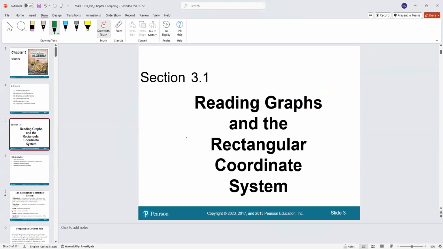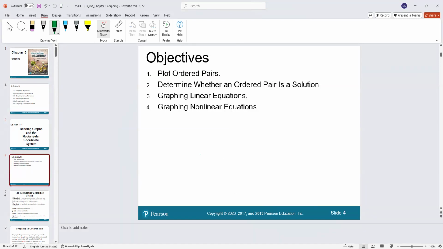Reading graphs and the rectangular coordinate system. I think that's where we're going to start anyway. So we need to learn about coordinates. One point has two coordinates, and you have the XY plane, or what we call the Cartesian plane. Remember the XY plane in this format, where you have a vertical line that intersects with a horizontal line. The horizontal line we call X, and the vertical line we call Y. They intersect at the origin, the point (0, 0).